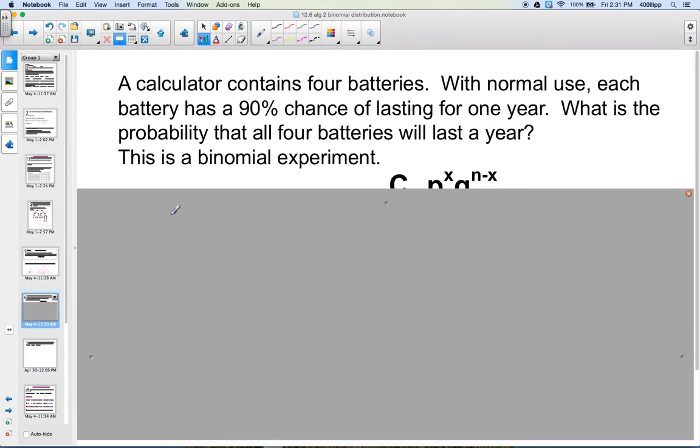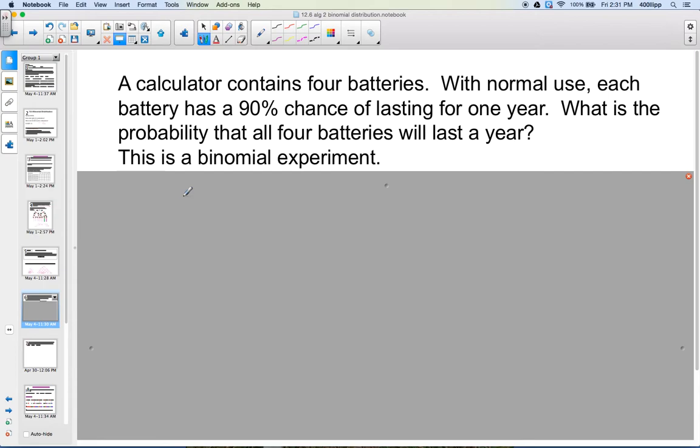Let's take a look at if we have a calculator. The calculator contains 4 batteries. With normal use, each battery has a 90% chance of lasting for 1 year.